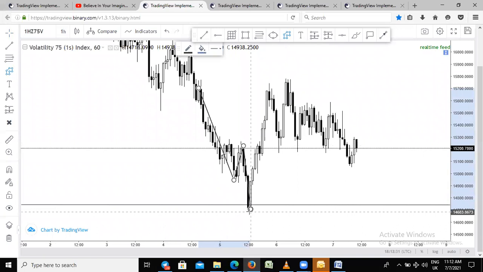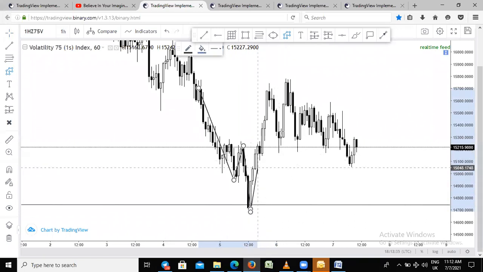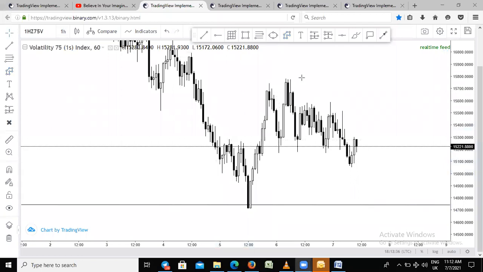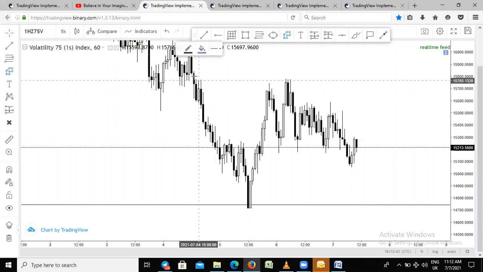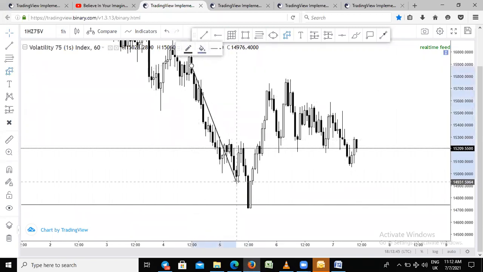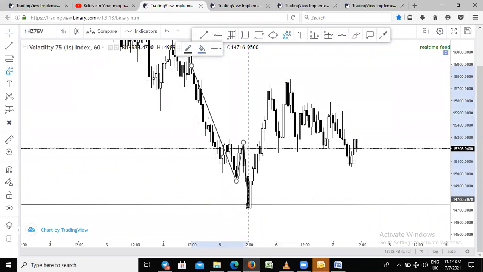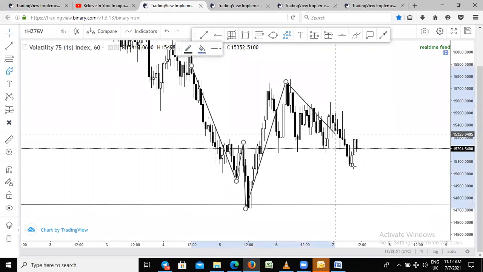So what can we see right now? Pure IC. What do you mean by IC in this context? Lower low, lower high, lower low. The market broke structure.